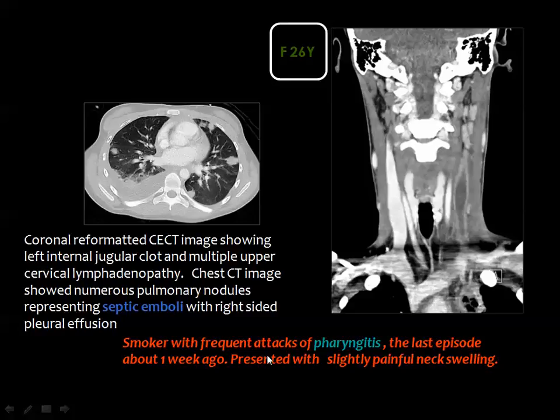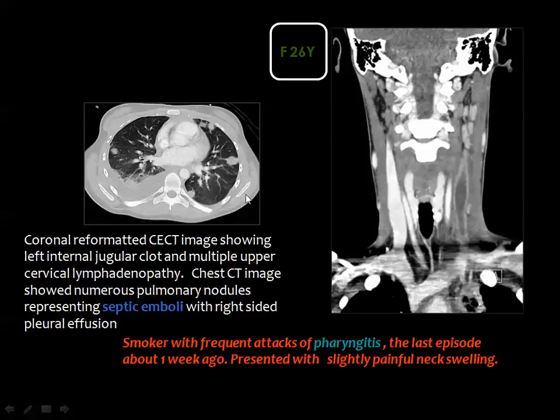And this is an example of a female patient, 26 years old. She had frequent attacks of pharyngitis and presented with a painful swelling in the neck. Here you can see the internal jugular vein, this is the normal vein, and this is the thrombosed one. There is a large hypodense thrombus within the lumen. You can also see some inflammatory nodes deep to the sternomastoid muscle.